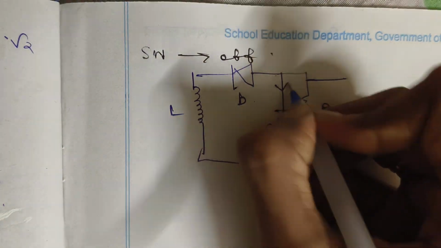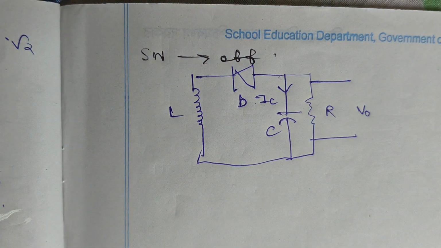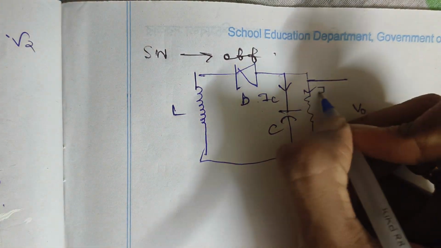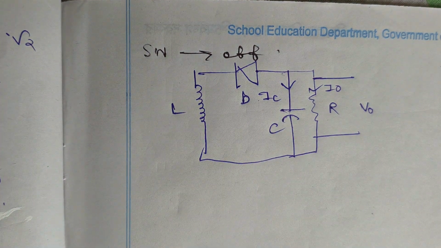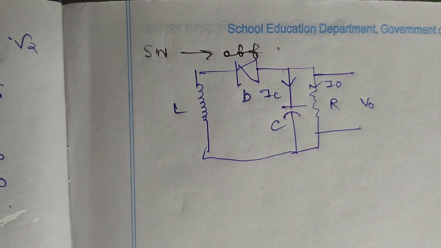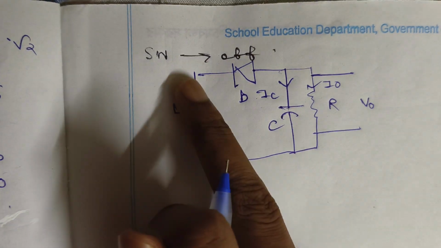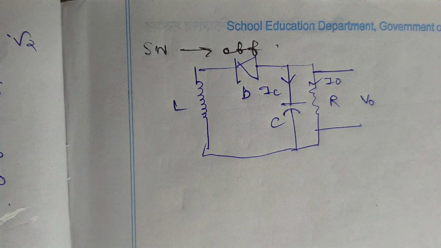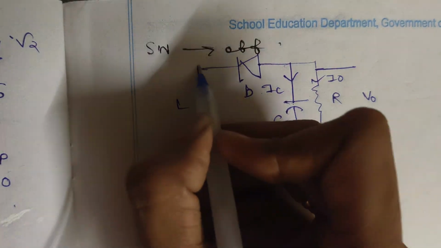Okay, and as per the conventional direction, the capacitor current is downward and the resistor current, or output current, is also in the downward direction. Now the inductor was charged with this polarity positive and this polarity negative. So it is time for the inductor to discharge.